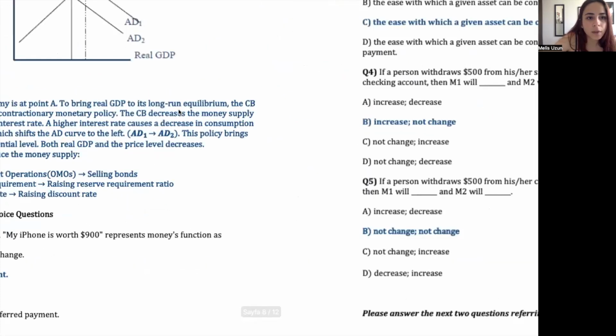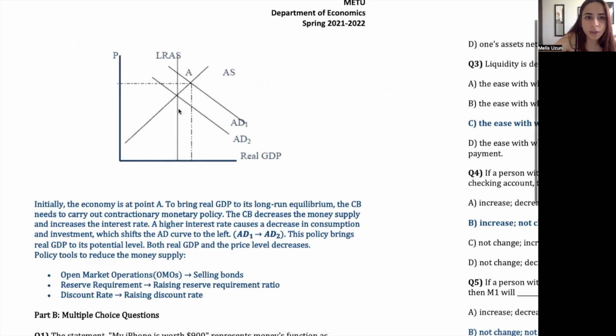So we are producing more than the potential level, so we are at point E right now. We need to be at this point to reach the long-run equilibrium, the potential level. So we need to shift the AD curve to the left. How can we do this? The central bank needs to decrease the money supply and increase the interest rate to shift the AD curve to the left, because if there is an increased interest rate, consumption and investments will decrease and the AD curve will shift to the left.